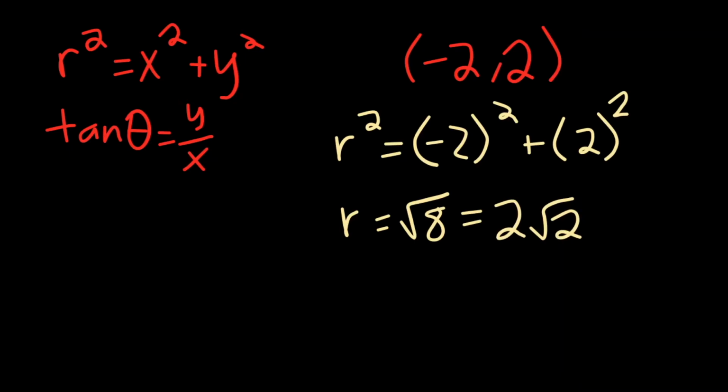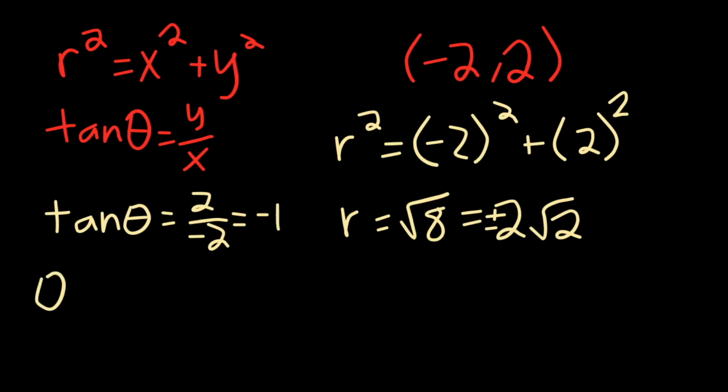We also have to remember that this can be positive or negative since it was the square root. So now we know that r is positive or negative 2 root 2, and we just have to find theta. In this situation, tangent of theta equals y over x, which is 2 over negative 2, which equals negative 1. The inverse tangent of negative 1 is equal to theta, which equals negative pi over 4.